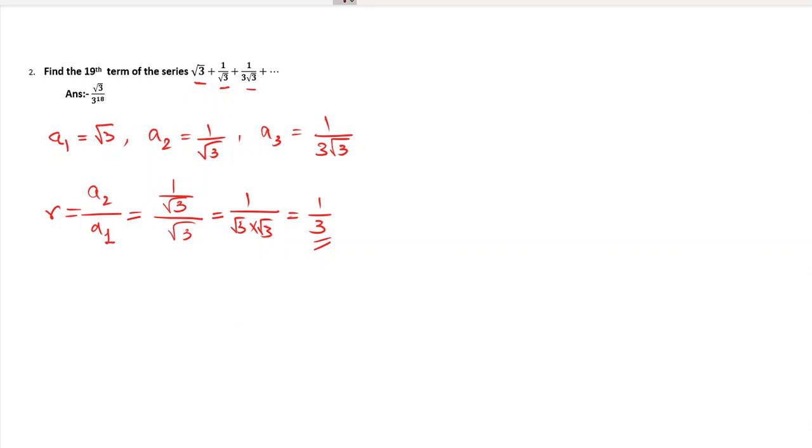Now you have to find the 19th term, right? A19. What will be the formula? A into R raised to n minus 1. N is 19. So A into R raised to 19 minus 1. That is A into R raised to 18.